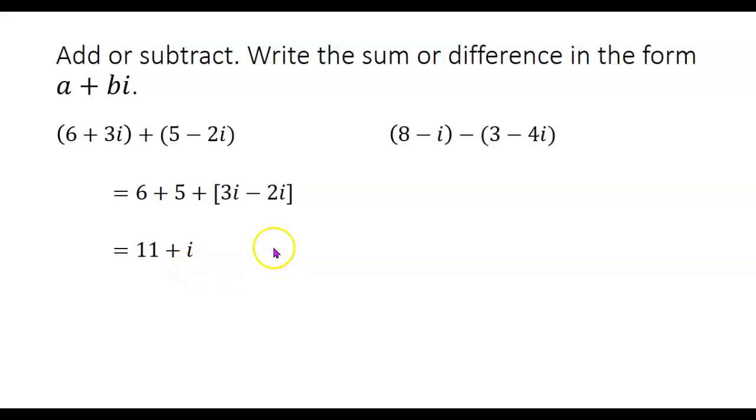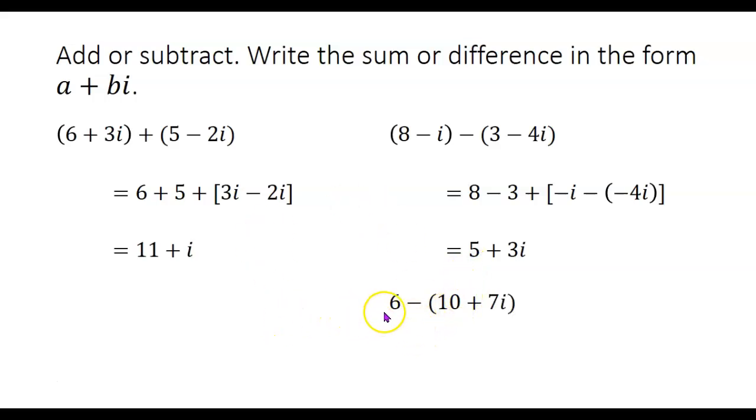How about subtraction? 8 minus i minus 3 minus 4i, this complex number minus this one. Again, it's just like combining like terms. We're taking the 8 minus the 3, and we're doing the negative i, or the minus i, minus the negative 4i. So the 8 minus 3 gives us 5, and the minus i minus the minus 4i, and minus a negative is like plus a positive, the minus i plus 4i gives us a plus 3i. So the answer is 5 plus 3i.